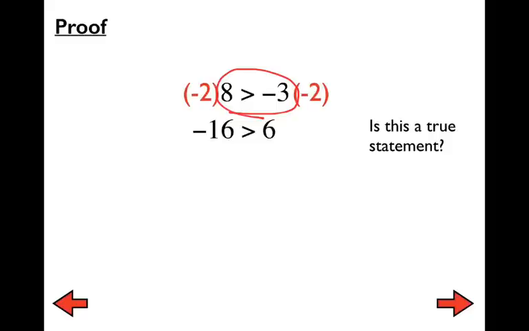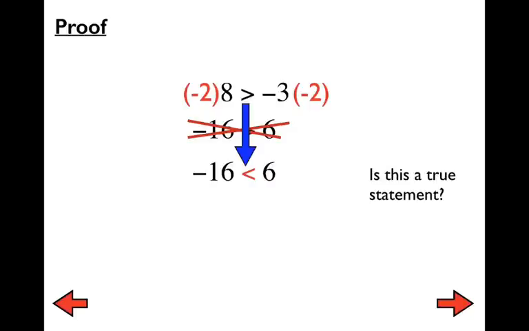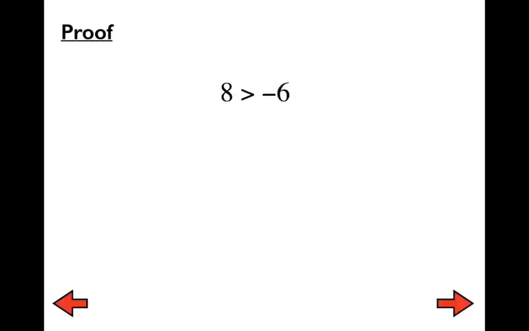So the question might be, how could we make that inequality true? Well, we could make that inequality true if we took the inequality symbol and simply flipped it around. So negative 16 is not greater than 6, but negative 16 is less than 6. So the only way to make the inequality true is to flip it when we multiplied both sides by a negative number.